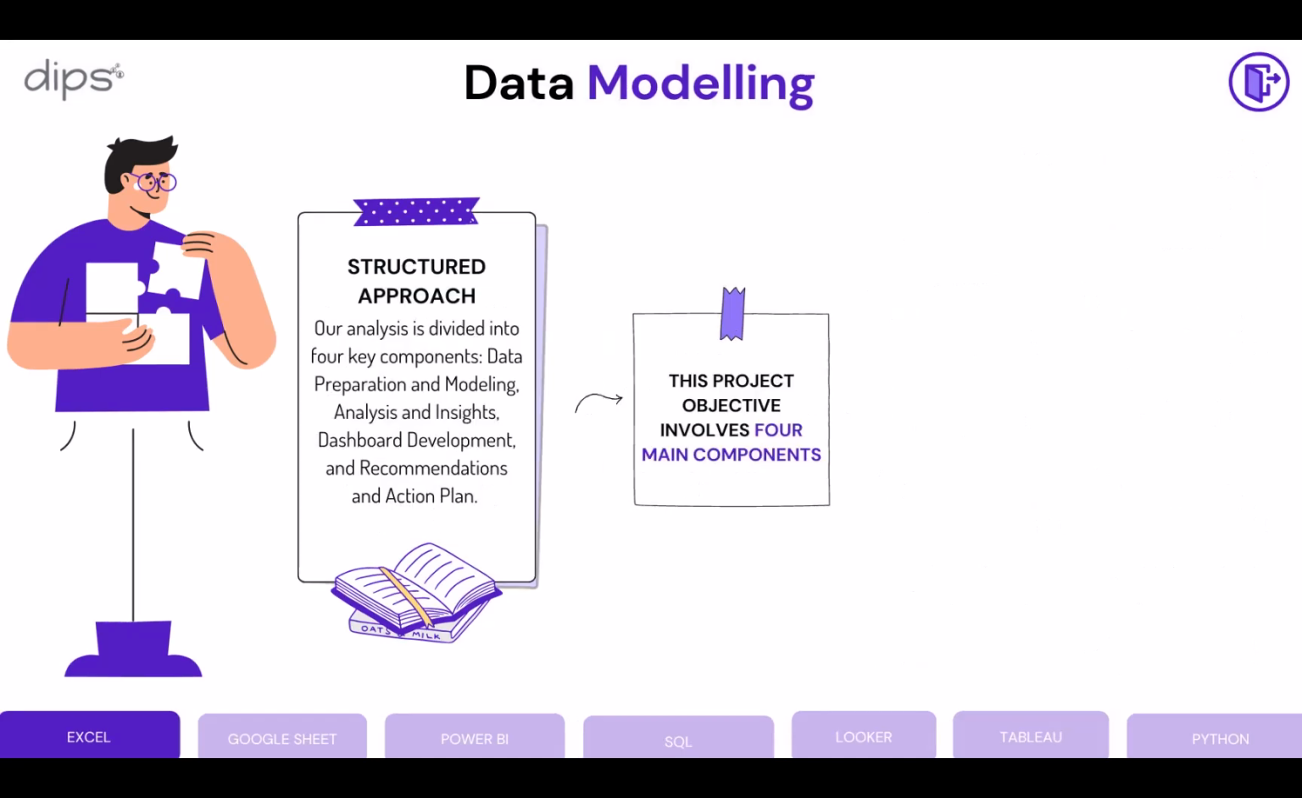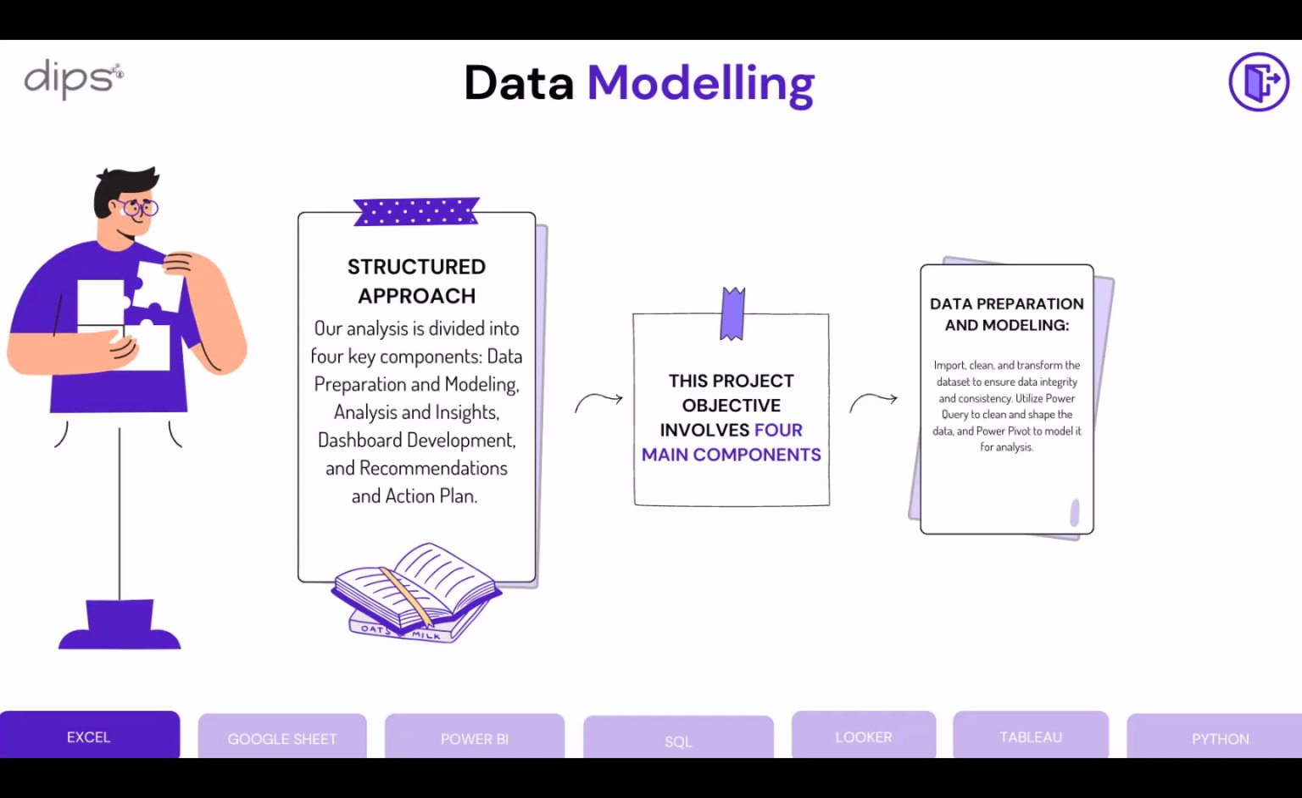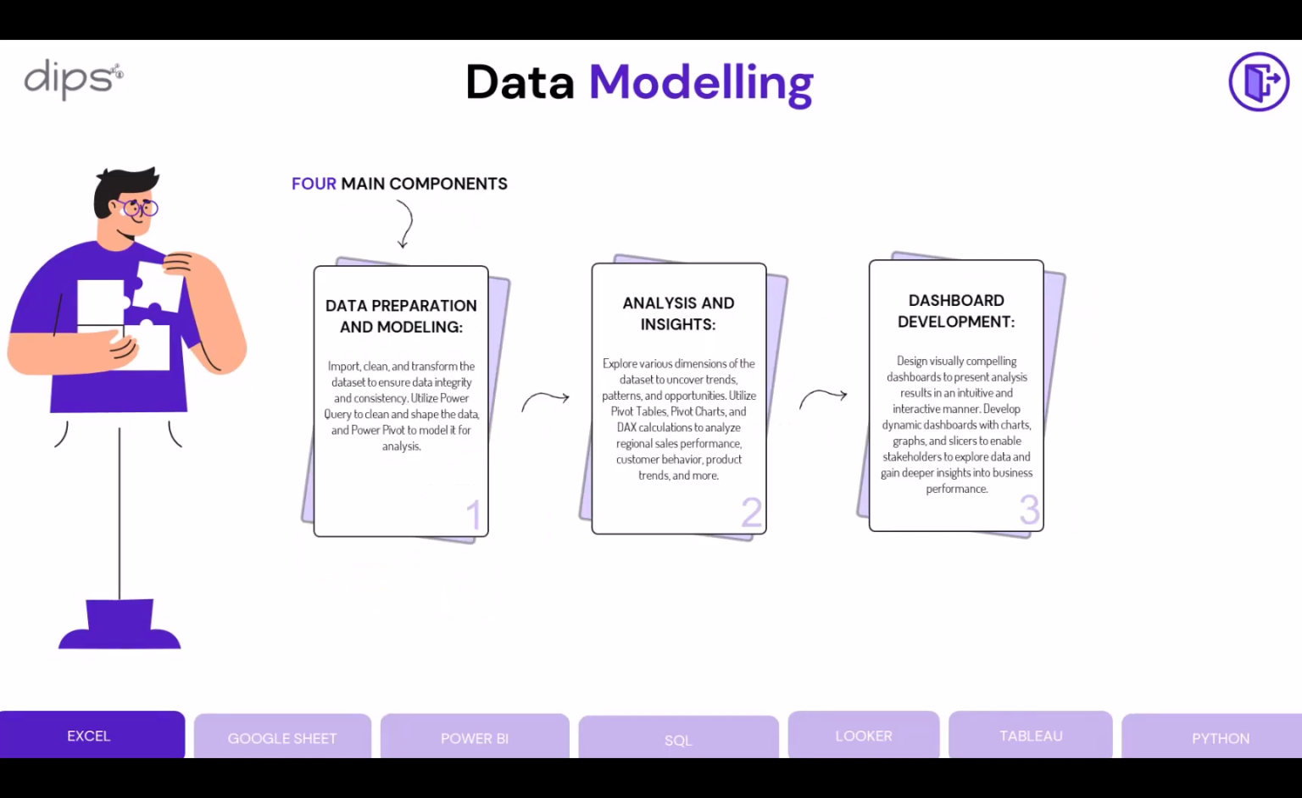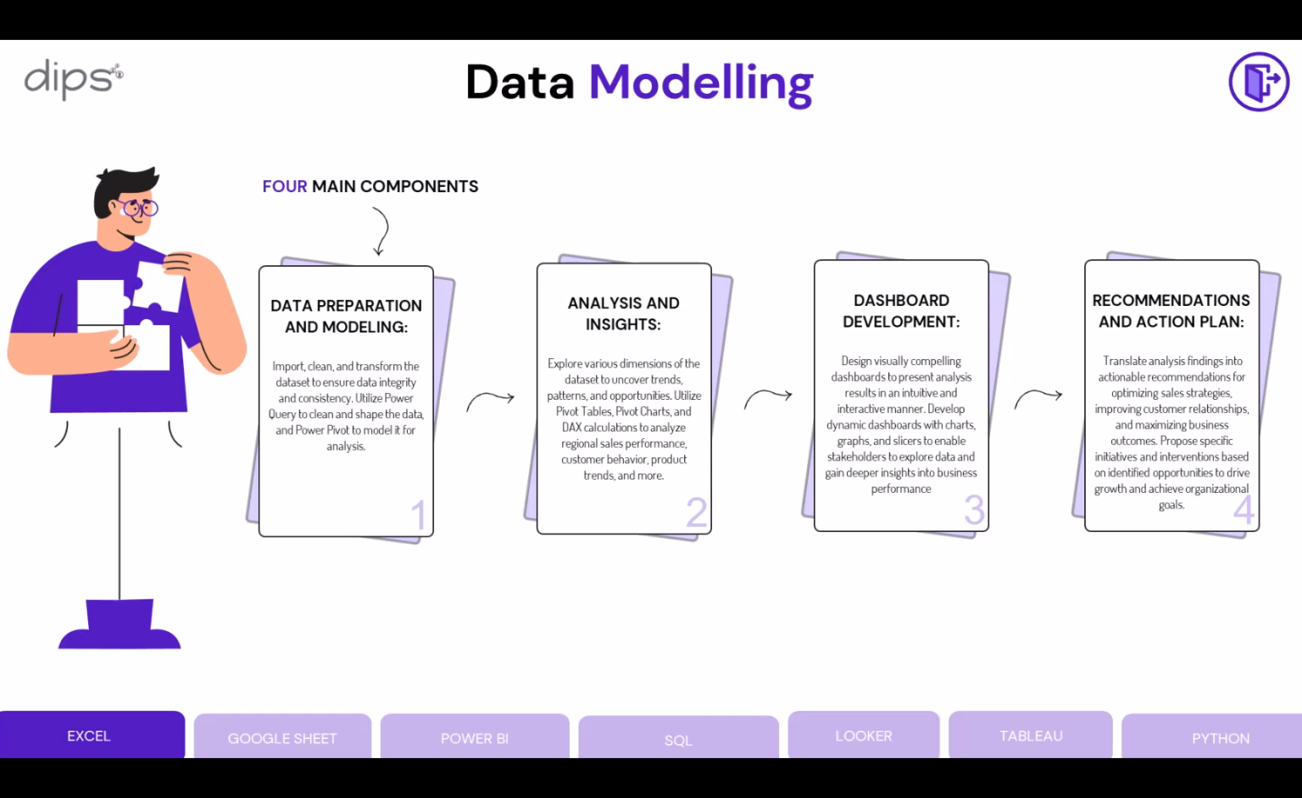Structured approach. Before we delve into the intricate details of our analysis, we take a moment to understand the structured approach we're taking. Our analysis is divided into 4 key components: data preparation and modeling, analysis and insights, dashboard development, and recommendations and action plan. This structured approach ensures that we cover all aspects of the data analysis process, from preparing and modeling the data to deriving insights, visualizing findings, and proposing actionable recommendations. Let's explore each of these components in more detail.